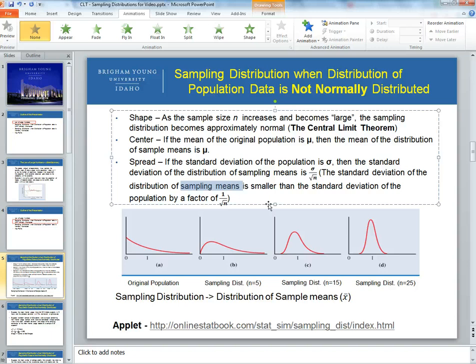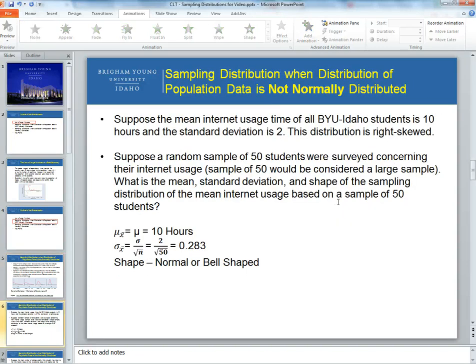So what I'd like to do is go through an example of this here. Suppose the mean internet usage time at BYU, Idaho is 10 hours with a standard deviation of 2, and the distribution is right skewed. Suppose a random sample of 50 students were surveyed concerning their internet usage, and a sample of 50 would be considered large. What is the mean, the standard deviation, and the shape of the sampling distribution of the mean internet usage based on a sample of 50 students?